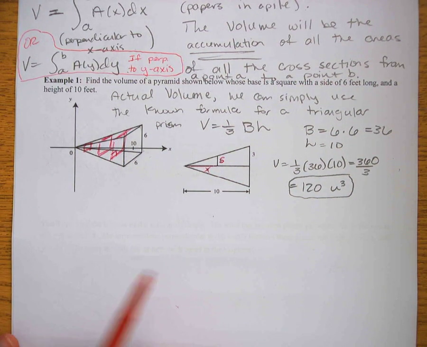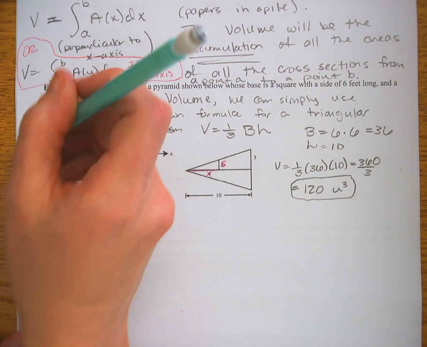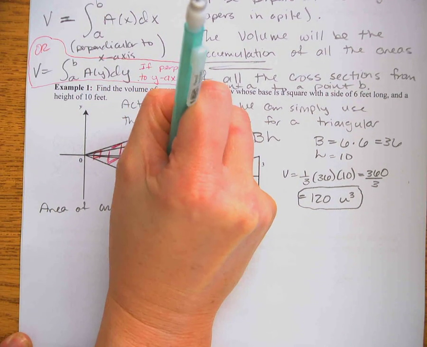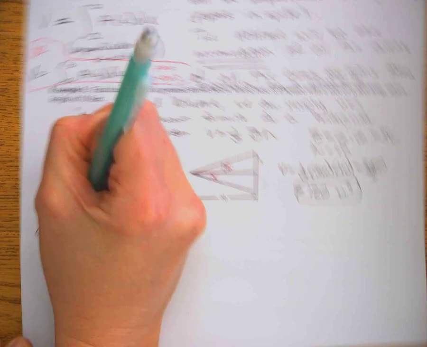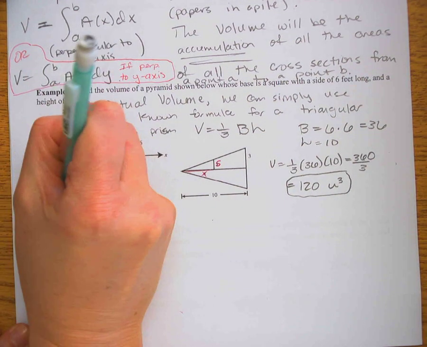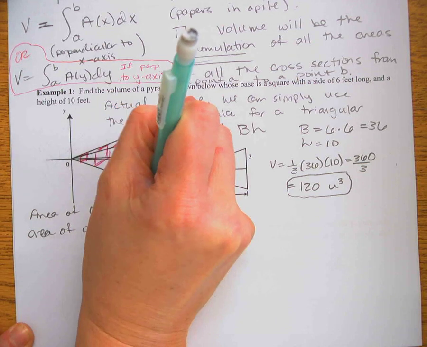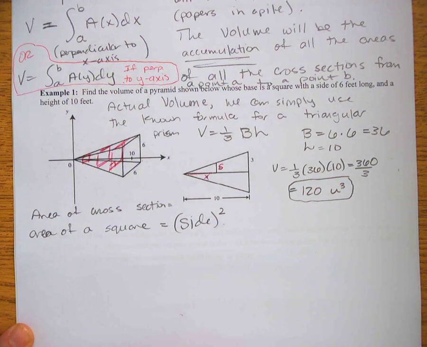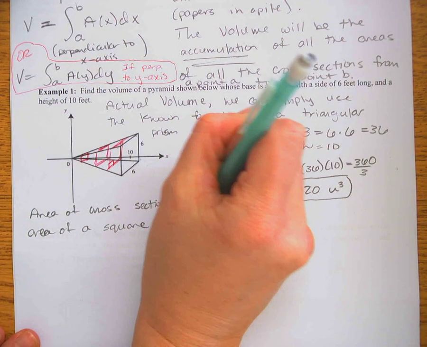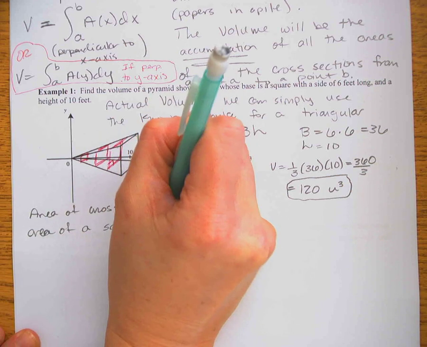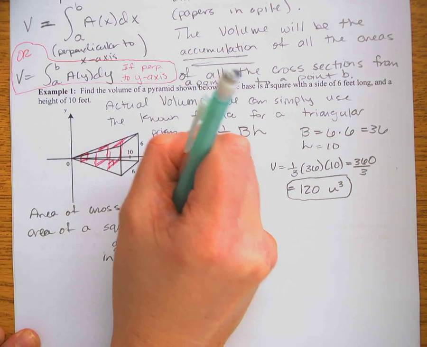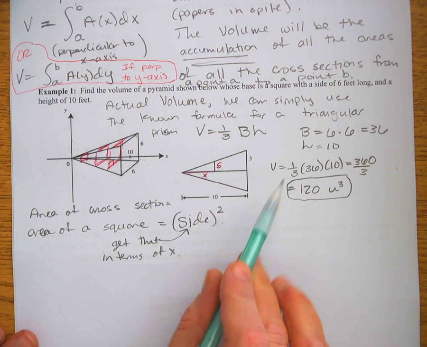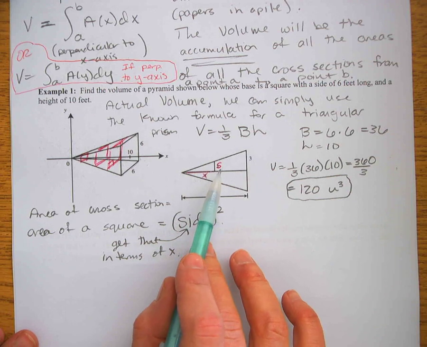And so what we're going to try and do, because first of all, we realize that the area of the cross-section is the area of a square, which is basically just side squared. And what we need to do is get that side in terms of X, because we're going to be integrating with respect to X. So I'm going to use this very helpful picture to get the side length in terms of X.